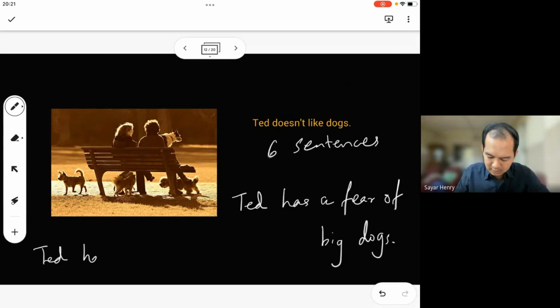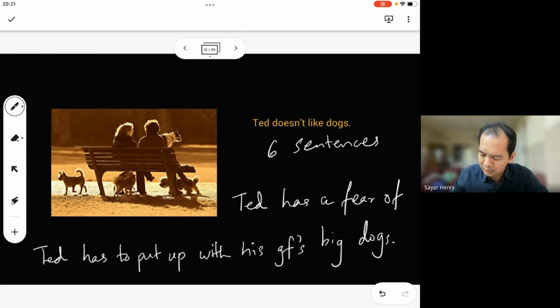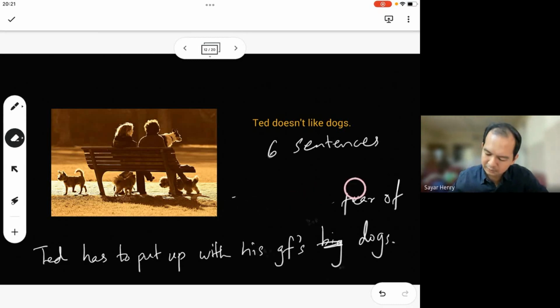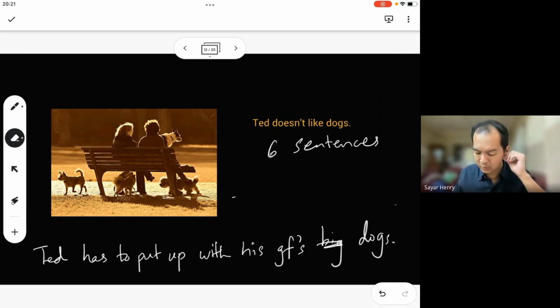Ted has to put up with his girlfriend's dogs. Put up with, no? That is quite useful. Ted has to put up with his girlfriend's dogs. Even though he doesn't like dogs, he has to put up with these dogs because he loves his girlfriend, right? Okay, thank you for your sentences.